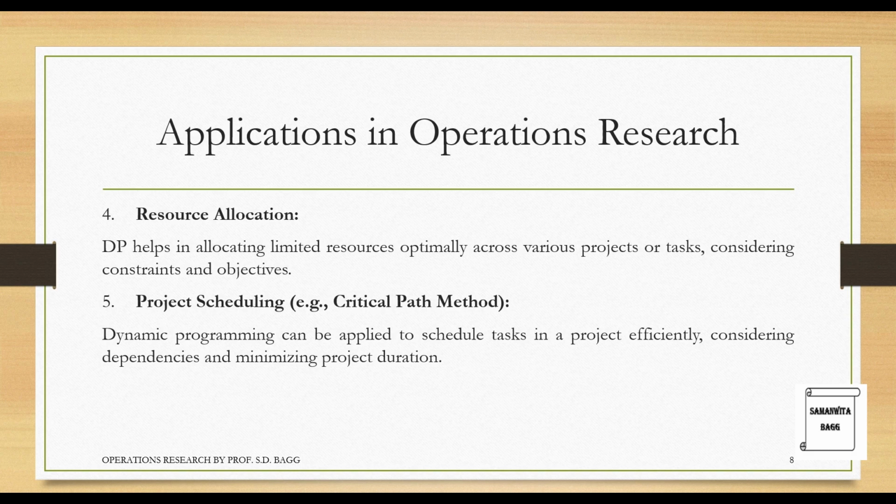And the last one is project scheduling. Example, critical path method. Dynamic programming can be applied to schedule tasks in a project efficiently, considering dependencies and minimizing project duration. So once you talk about resource allocation or inventory management, project scheduling is actually a part of it, because you need to figure out in how much time you are going to make your products available to the customer, because customer always gives you a deadline. So whatever deadline you have decided upon, you need to work accordingly.